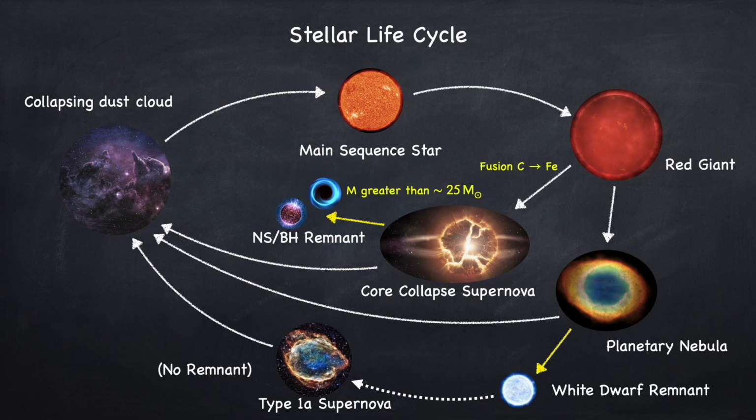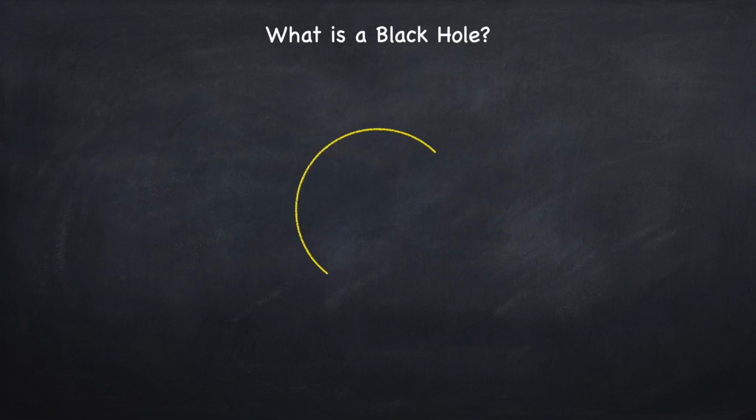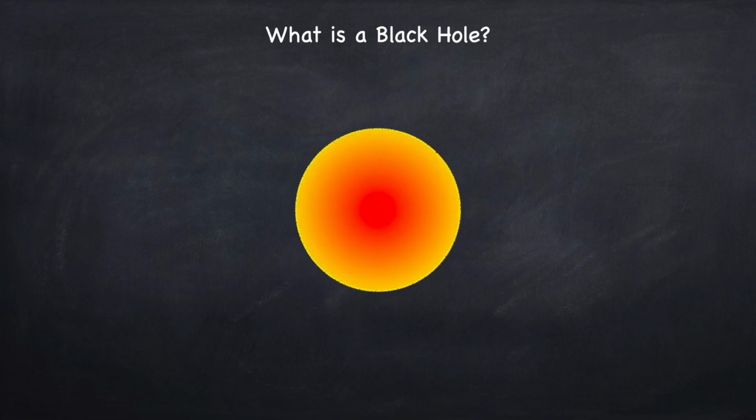Now that we know where black holes come from, what exactly is a black hole? Let's start off by imagining a spherical mass with a gravitational field. For example, a star. Let's say you're standing on the surface of this star and you want to leave the star forever, meaning you want to escape its gravitational field.